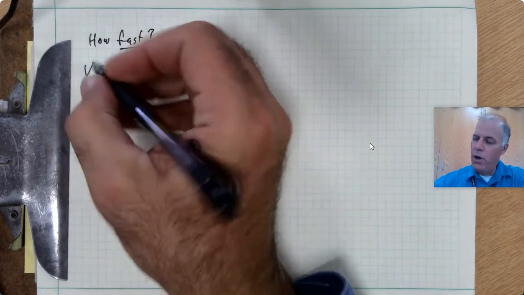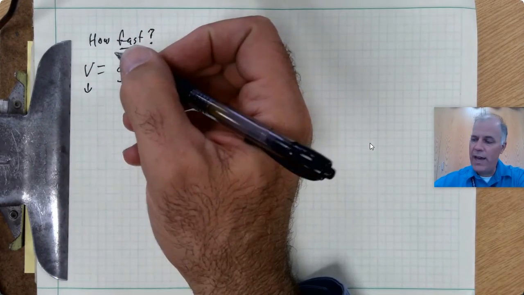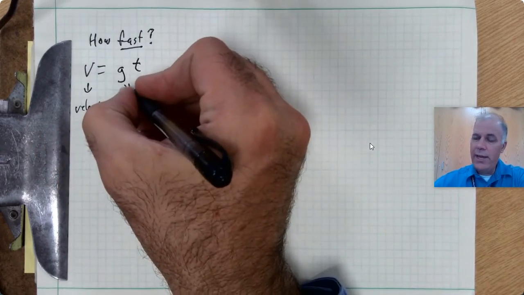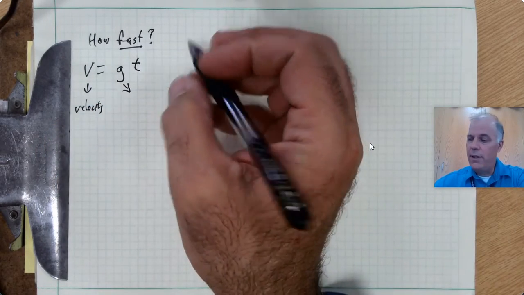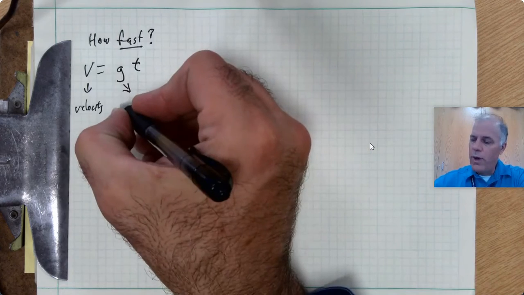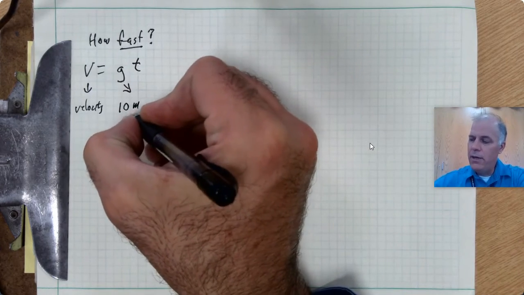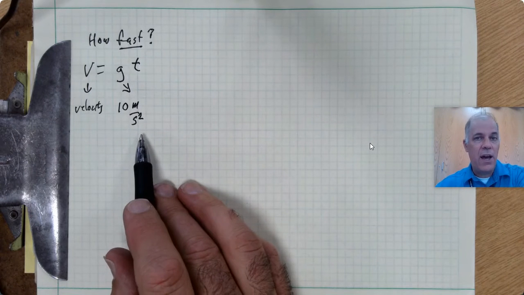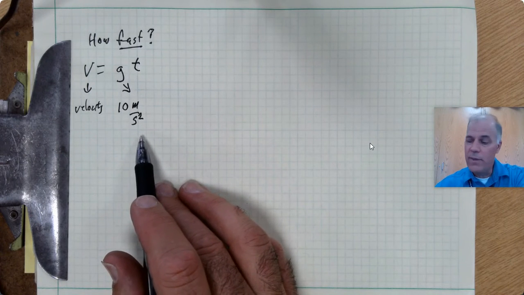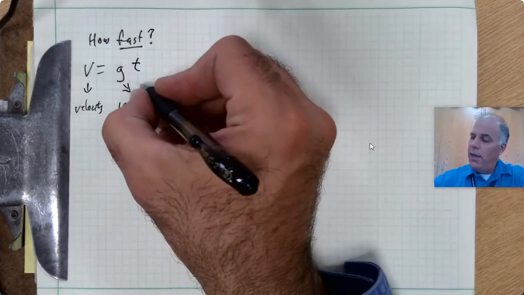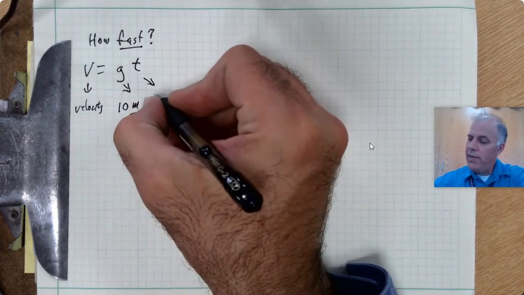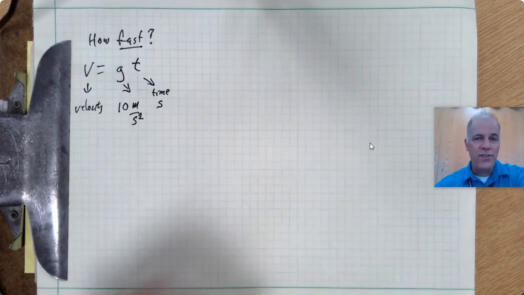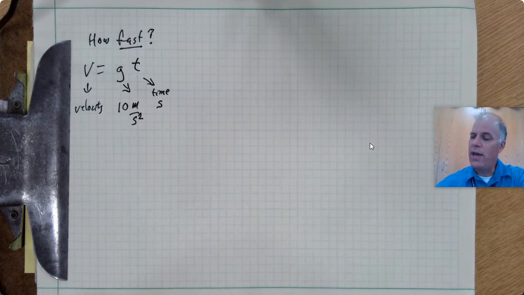v, as you probably recall, stands for speed or velocity. g, as we said before, is a symbol which represents 10 meters per second squared. And this is the acceleration of any object that is falling in Earth's gravity. And then finally, we have t, that represents time, and that is always in seconds. That's the normal way we do it, time in seconds.